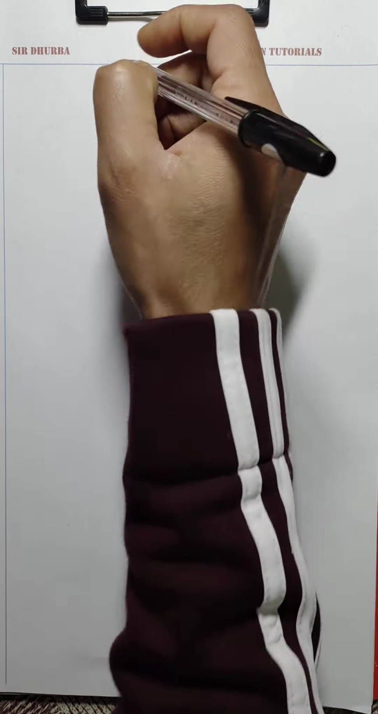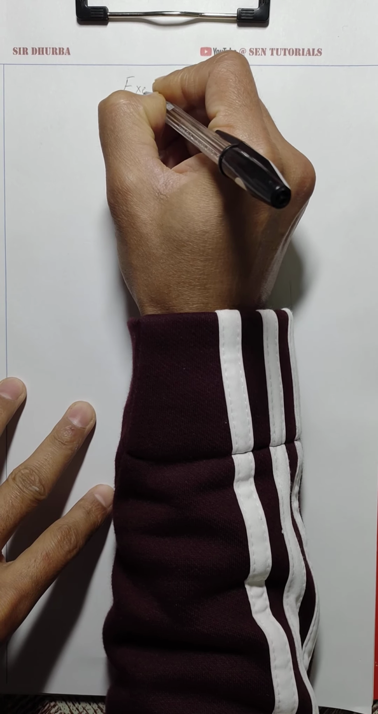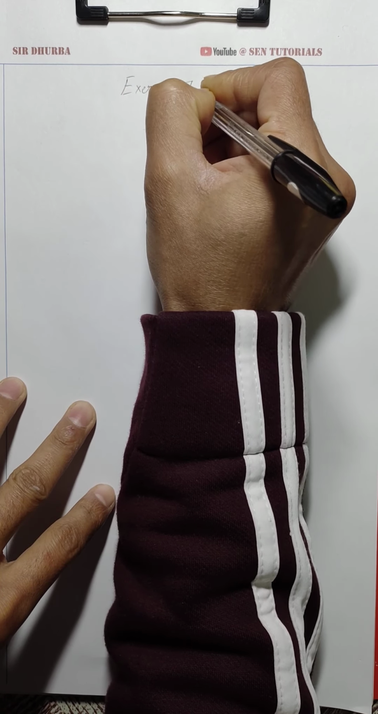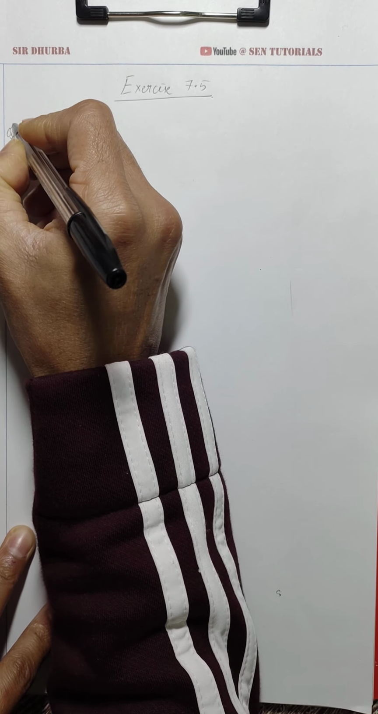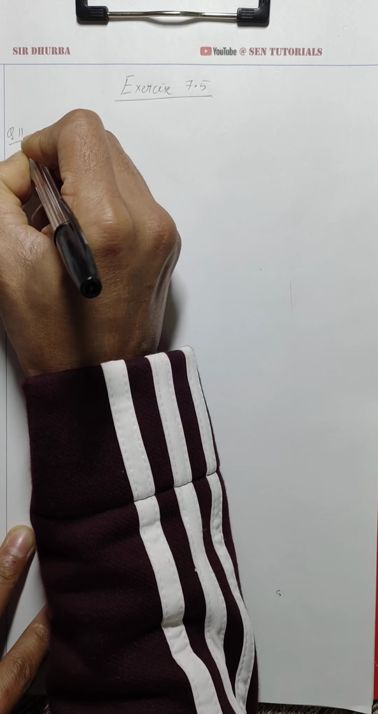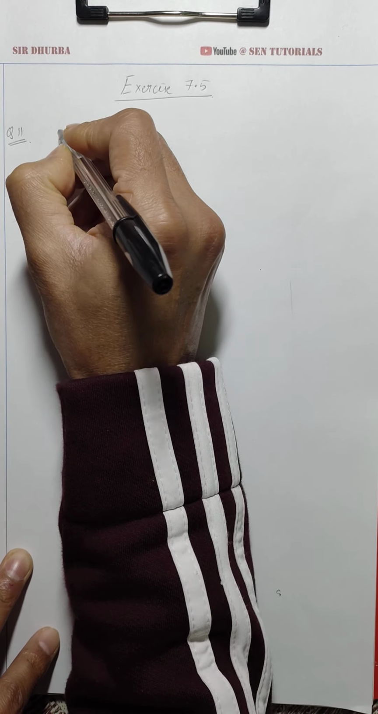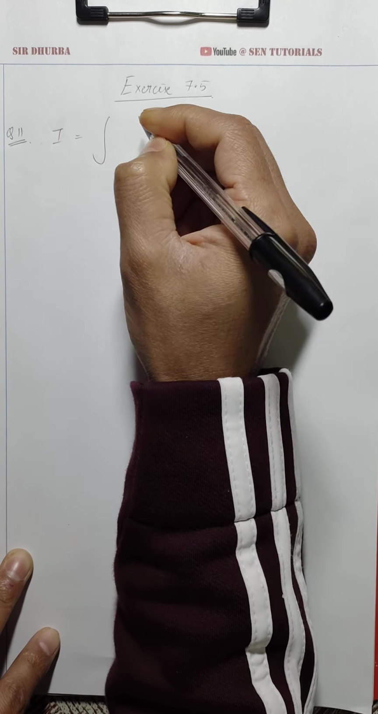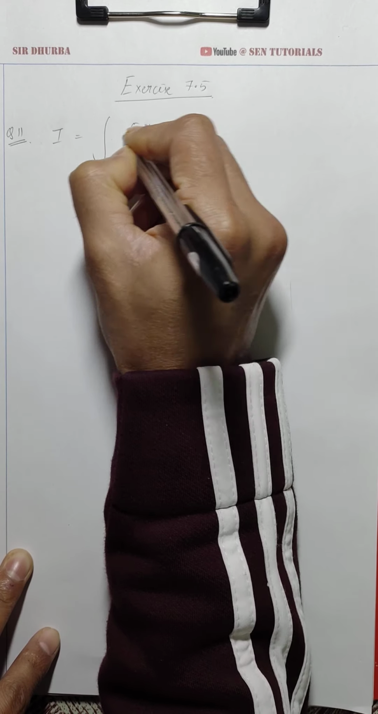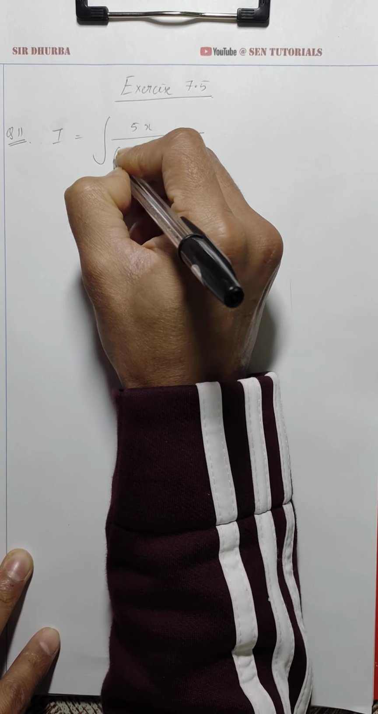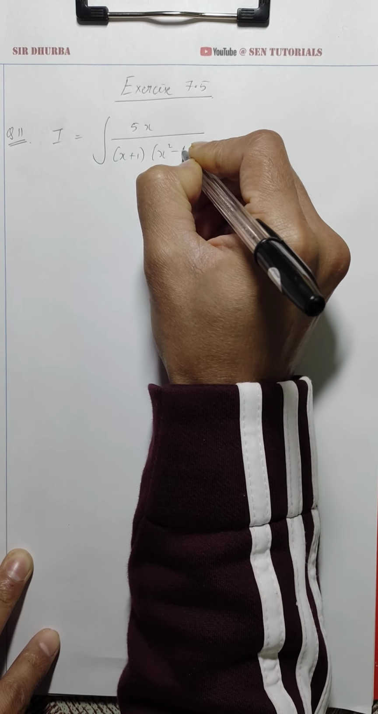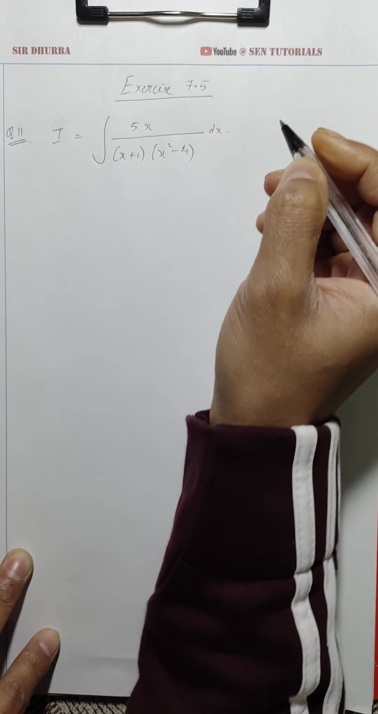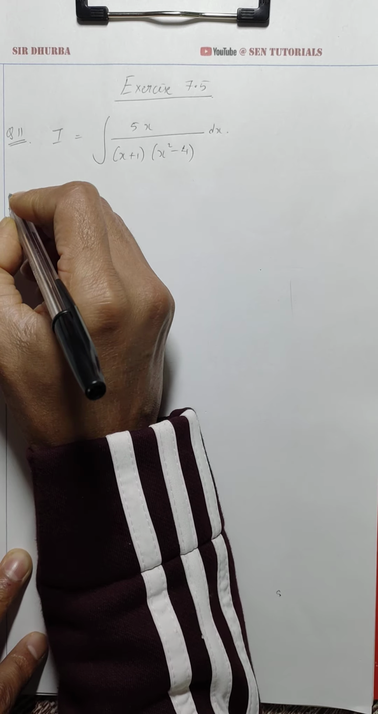Let us continue with now exercise 7.5. 7.5, let's continue with question number 11. So the question number 11, it's integral of 5x divided by (x plus 1)(x square minus 4) with respect to x. So let's first solve this.